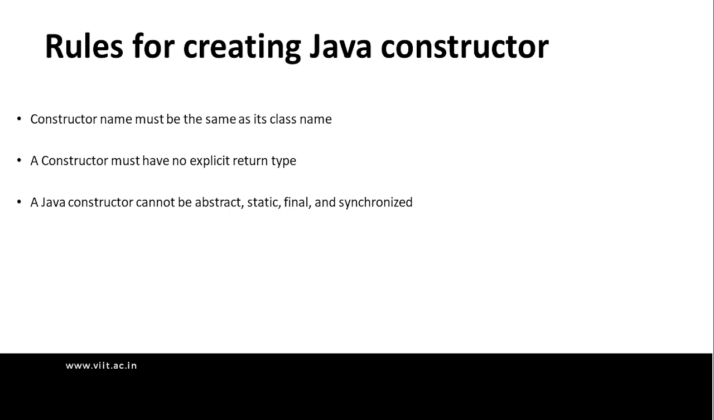Rules for creating a constructor. Constructor name must be the same as its class name. Constructor must have no explicit return type, and a Java constructor cannot be abstract, static, final, and synchronized. Out of that, the first rule is very important. While creating a constructor, we must take care that the constructor name must be similar to the class name. The second rule is its return type. There should not be a return type. And third, it should not be abstract, static, final, and synchronized.